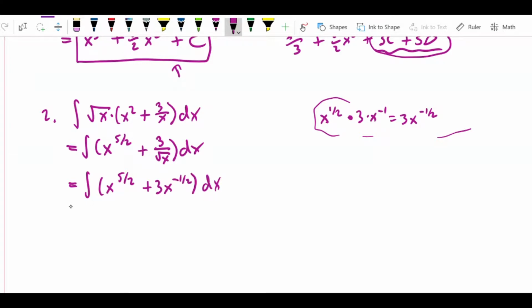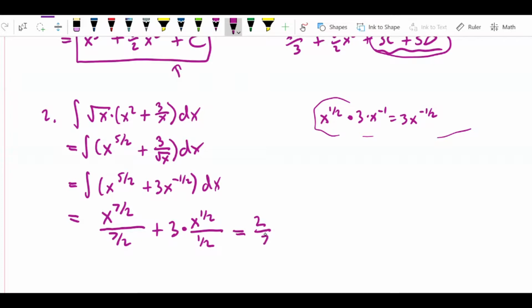And now I'm not even going to bother to split this up with different integral signs. I'm just going to separately take the antiderivatives and add them together. So this comes out to x to the 5 halves over 5 halves. Oh, sorry, mistake there. I need to add 1 to that exponent. So x to the 5 halves plus 1 is x to the 7 halves over 7 halves, and then plus 3 times the negative 1/2 plus 1 is 1/2, so that's going to be x to the 1/2 over 1/2.